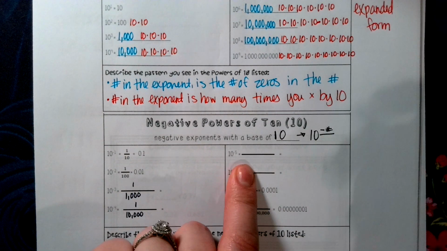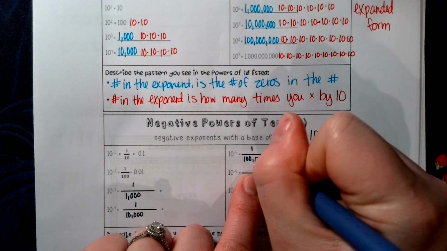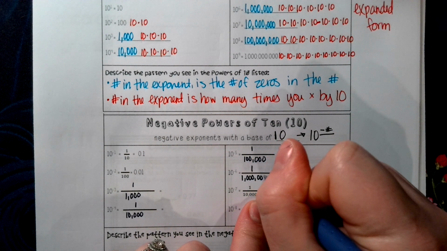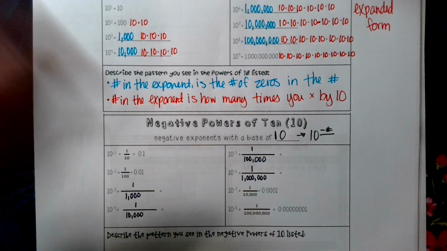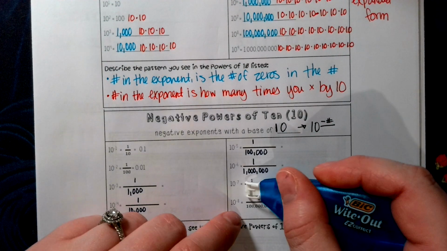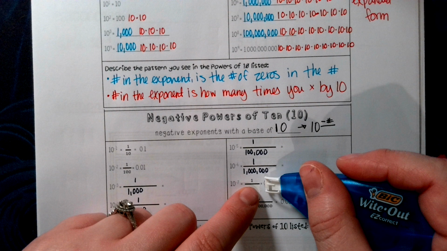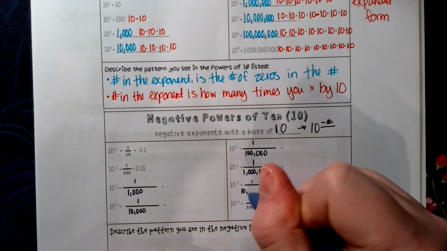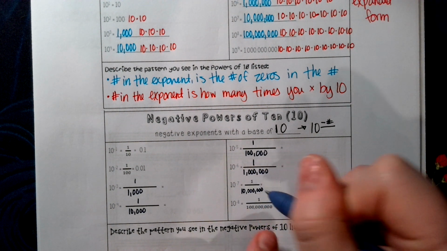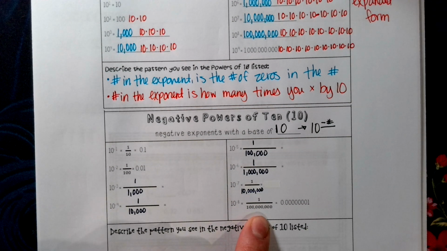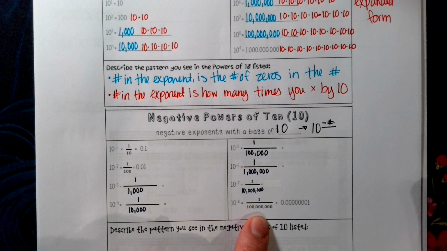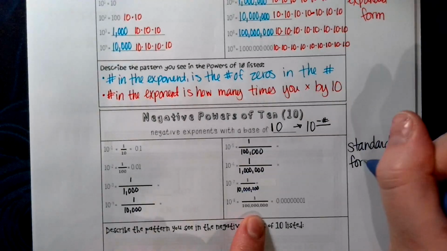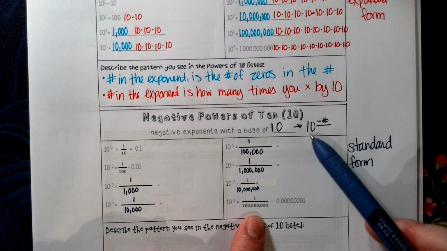10 to the negative 5th power is 1 over 100,000. 10 to the negative 6th power is 1 over 1 million. 10 to the negative 7th power, that's a typo down there. I'm sorry about that. 10 to the negative 7th power, that's 1 over 10 million. And then 10 to the negative 8th is 1 over 100 million. Those are the fraction form or standard form. Standard form with a negative exponent are fractions.